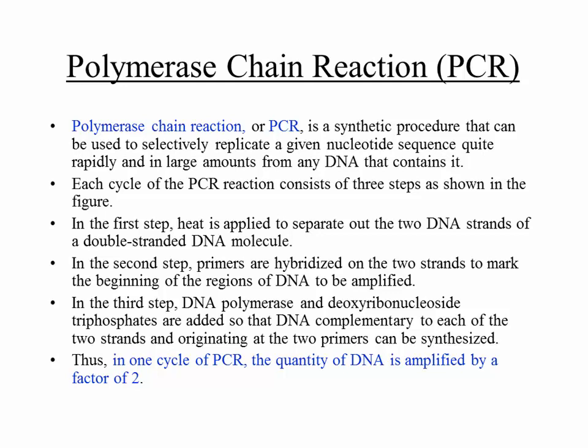So as I showed in the figure, in the first step, heat is applied to separate out the 2 DNA strands of a double-stranded DNA molecule. In the second step, primers are hybridized on the 2 strands to mark the beginning of the regions of DNA to be amplified. I showed that to you on the diagram. In the third step, DNA polymerase and deoxyribonucleoside triphosphates. Why do you have to add triphosphates?